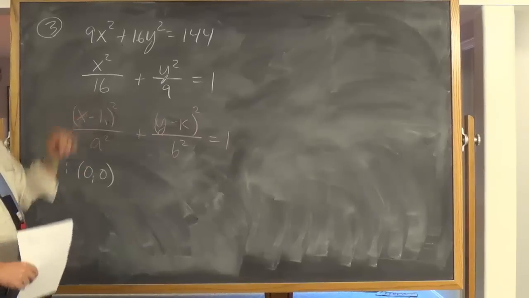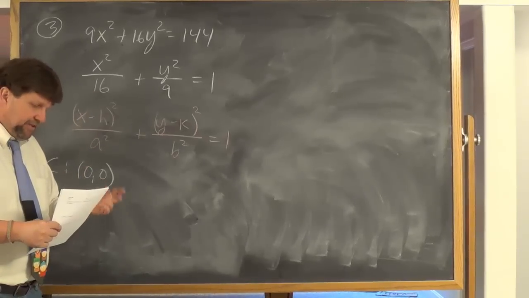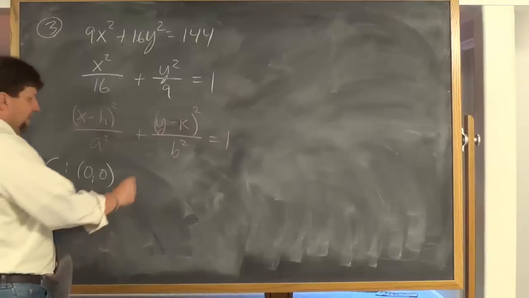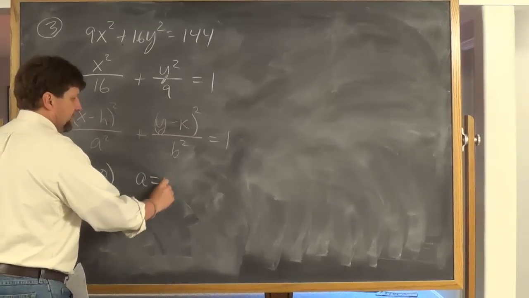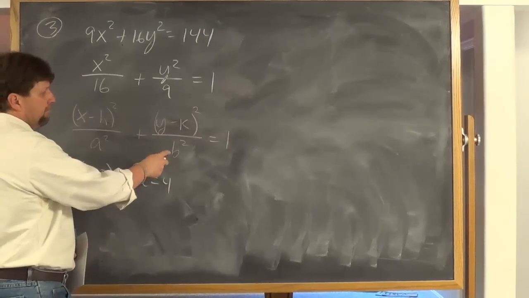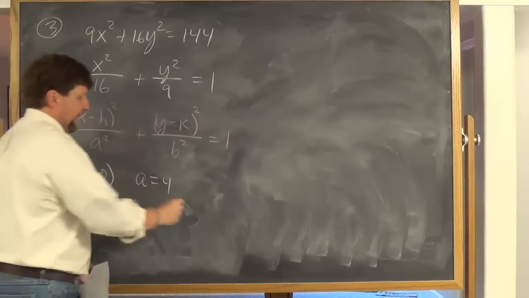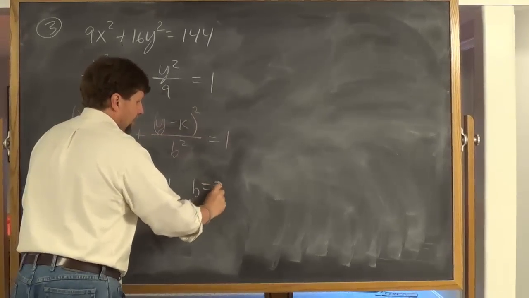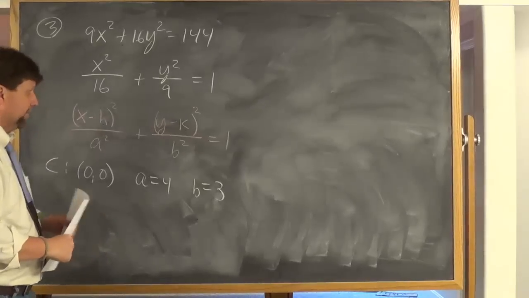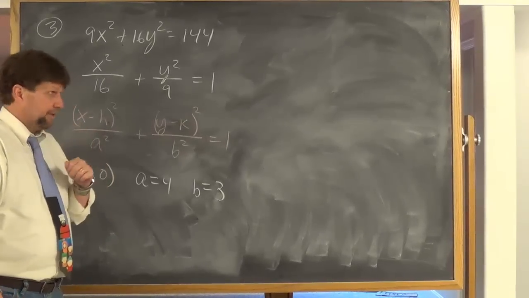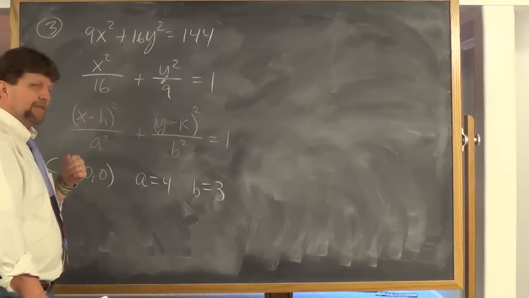We see a squared is 16. Well, if a squared is 16, that tells me a must be 4. b squared is 9, so that means b has a value of 3. Excuse me. Ellipses get me choked up.